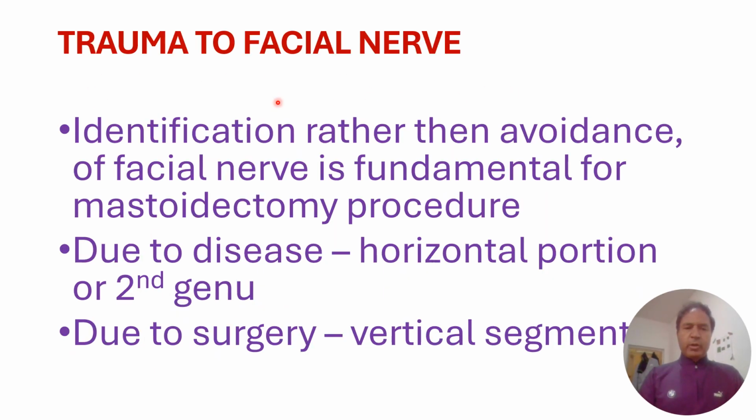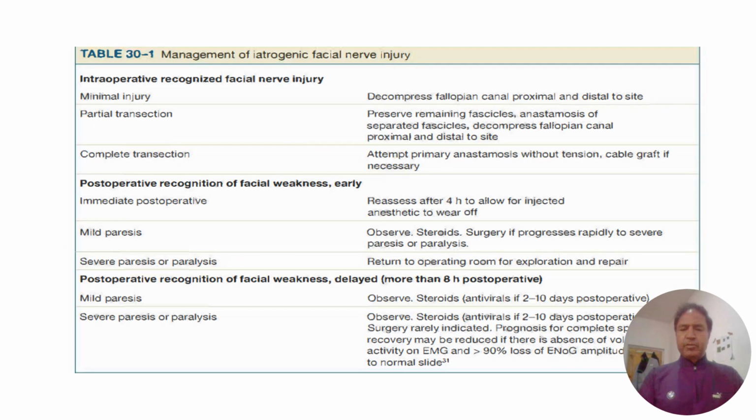Now, if we cause trauma to the facial nerve: identifying the nerve rather than avoiding the nerve is fundamental for the mastoidectomy procedure. Due to disease, the horizontal portion or second genu may sometimes be traumatized. Due to surgery, the vertical segment is most commonly damaged. Management: we have intraoperative reconstruction of the facial nerve, early post-operative reconstruction of the facial nerve, and delayed post-operative reconstruction of the facial nerve.